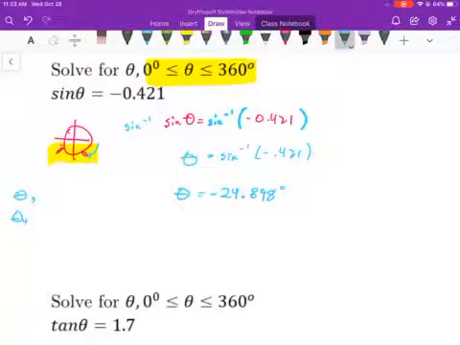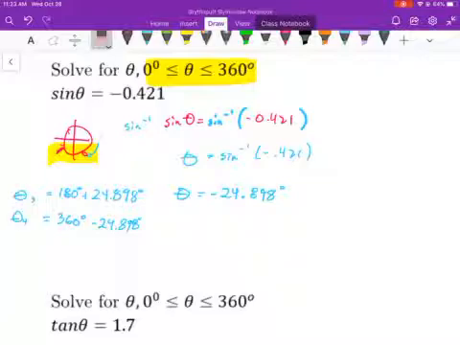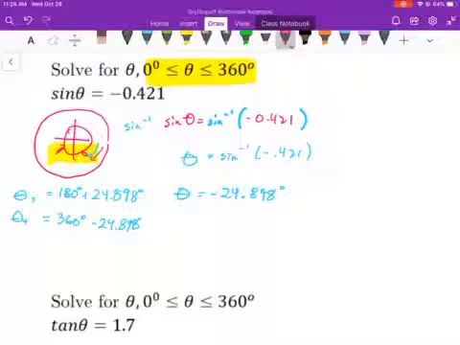But it doesn't change the fundamentals. How far is negative 24.898 away from the x-axis? Well, it's 24.898. So how do I get my quadrant 3 solution? Well, it's 180 plus 24.898. What's my quadrant 4 solution? Well, it's going to be 360 minus 24.898 degrees. Right? Because you would have to go all the way around 360 and then simply subtract it.